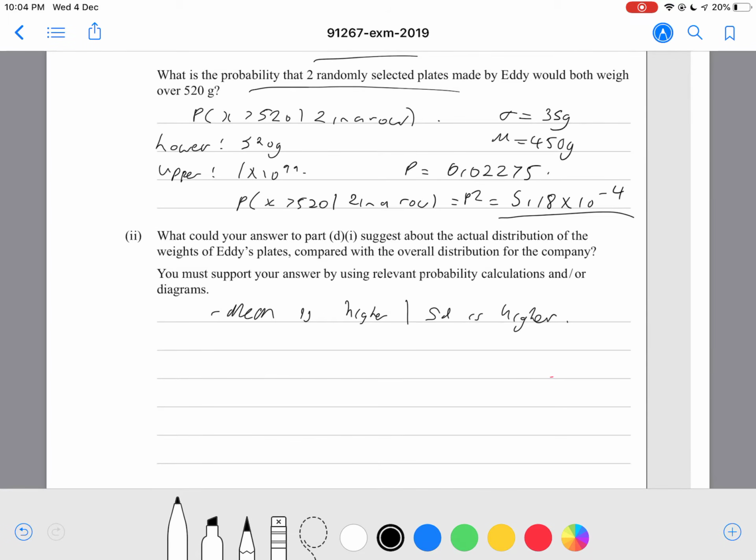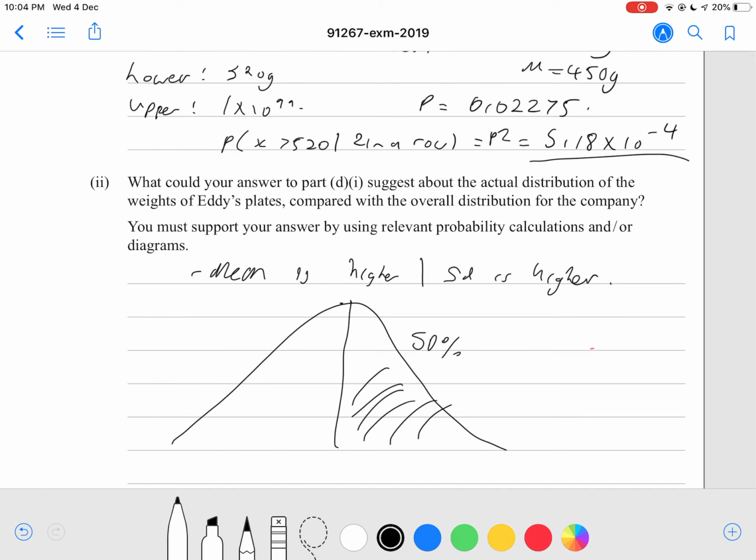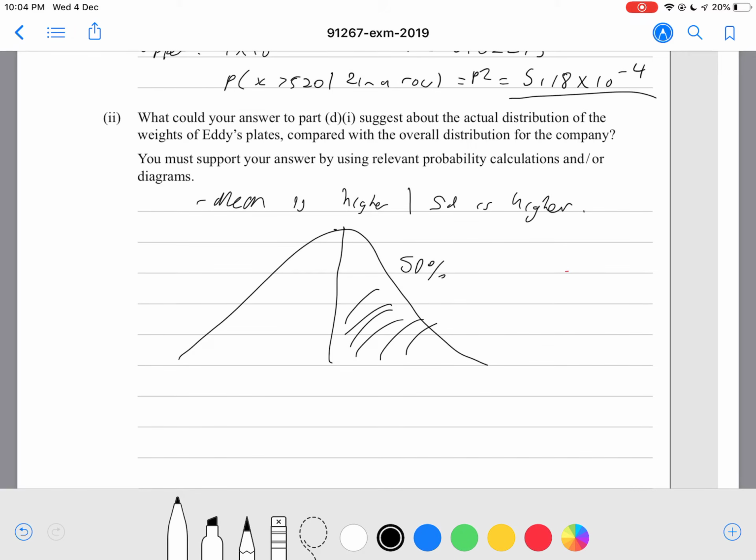Okay, so how we're going to use probability calculations, that is a really hard question. For the mean, the only thing I could think of is what the mean would have to be in order for Eddie to have a 50% chance of picking a weight that is greater than 520. We don't know the new mean, so we have to use our standard normal again. That's a very messy graph, but forgive me. So you want to find the value where Eddie has a 50% chance of picking a plate greater than 520 grams. We'll say this is our z value. Our mean is 0 and our standard deviation is 1.